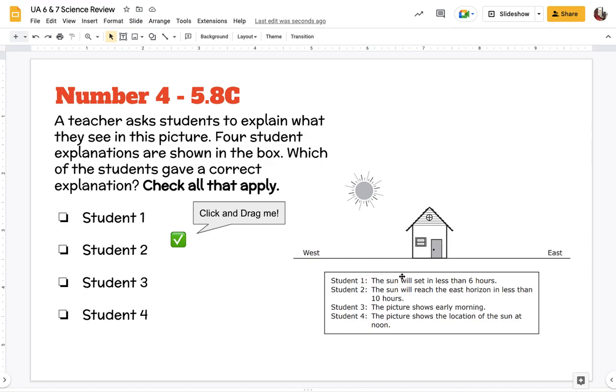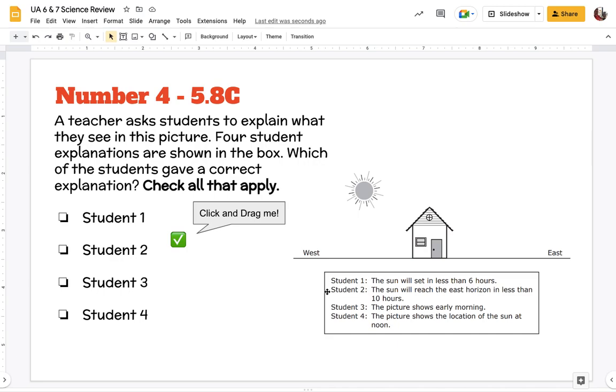So a teacher asks students to explain what they see in this picture. For students, explanations are shown in the box. They want to know which of the students gave a correct explanation. So, and we're checking all of the ones that apply. So let's go ahead and look down here.